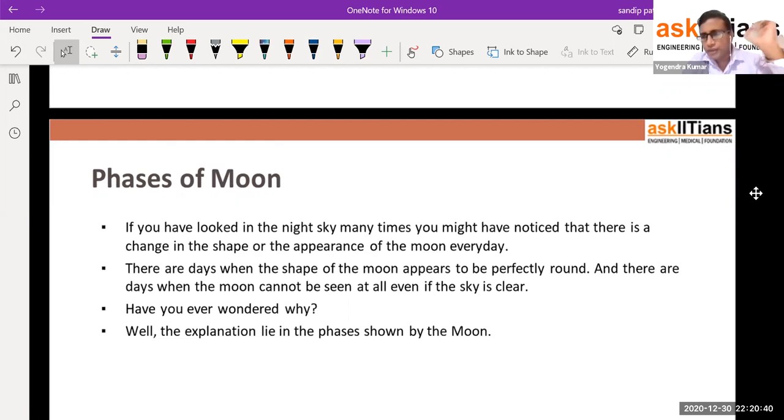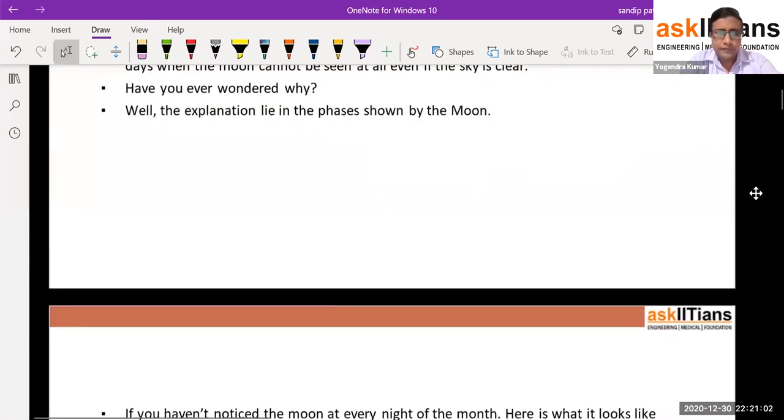If you observe the moon every day for one month, will you see the moon in the same shape daily? No, right? The shape is going to change. Therefore, those shape changes we are going to call phases of the moon. Okay, so let's see.